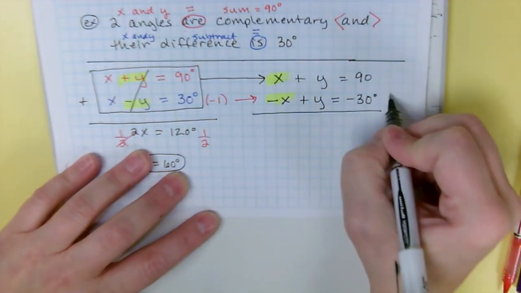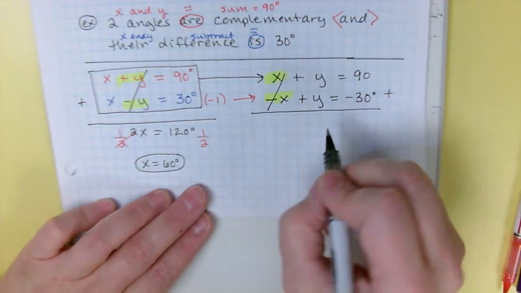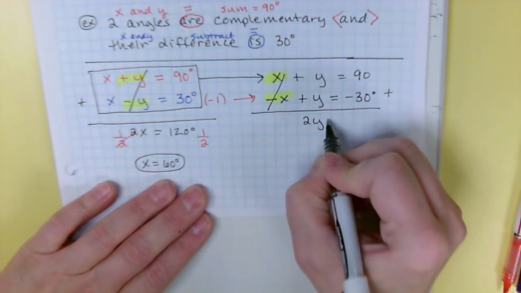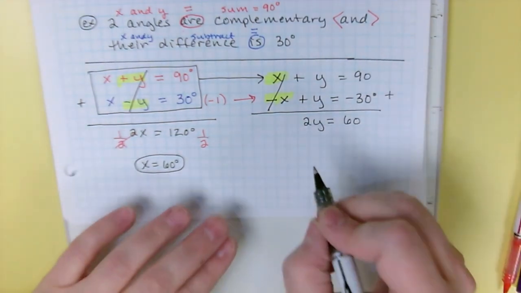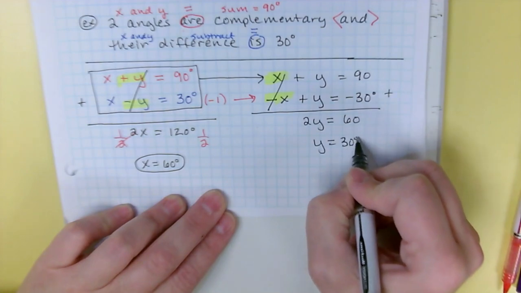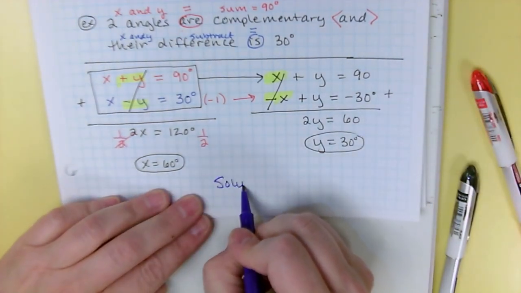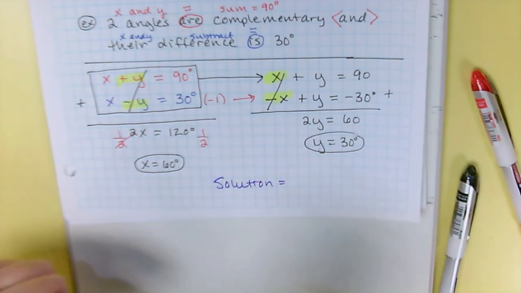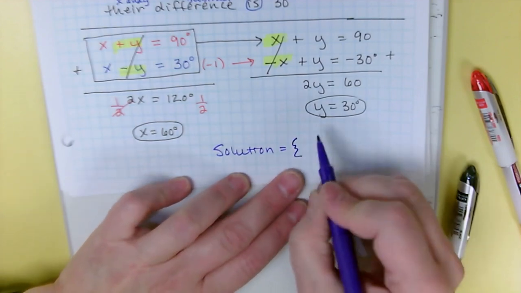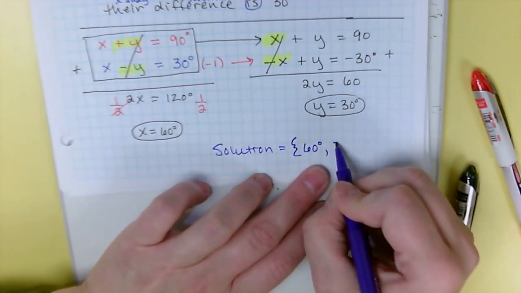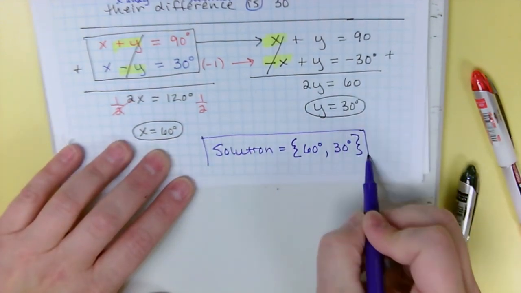So draw a line, add them up. X minus X is 0. Y plus Y is 2Y. 90 minus 30 is 60. And 2 times 30 is 60, so Y equals 30 degrees. So our solution, now this is not an ordered pair, this is a story problem. So it's just two numbers, so use roster notation, 60 degrees and 30 degrees. And in roster, the order does not matter.